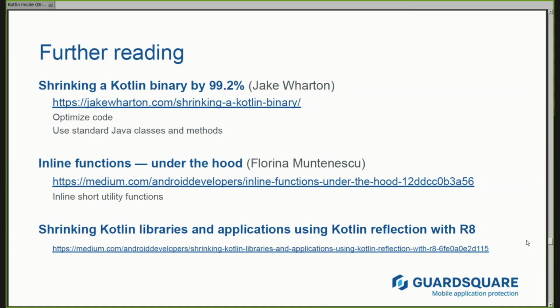Another interesting blog by Florina Muntenescu is about inlining functions. With the inline keyword in Kotlin, you can have functions inlined, which is a small saving by itself. But in addition, that can give a hint to the compiler to compile other code more efficiently. And it can save on creating utility classes and creating instances of those utility classes at runtime. And finally, there is also the blog from the R8 team where they describe how they shrink Kotlin code in bytecode, just like ProGuard does.